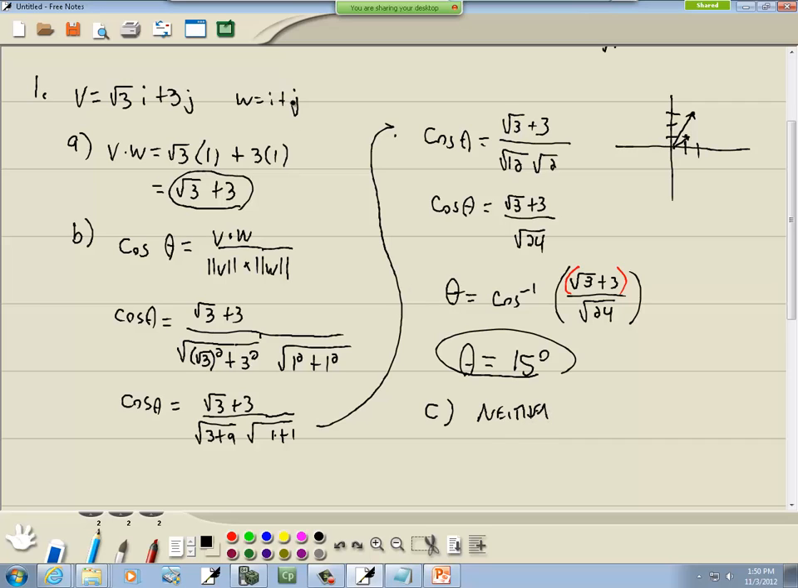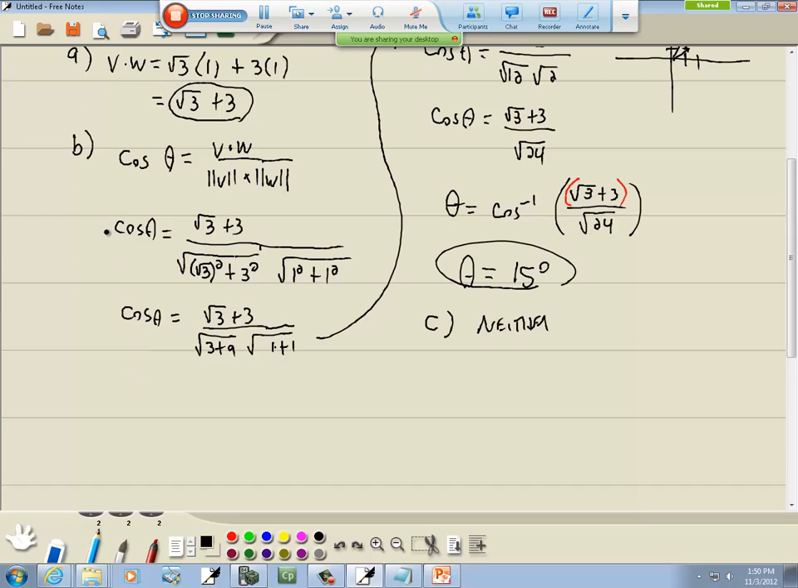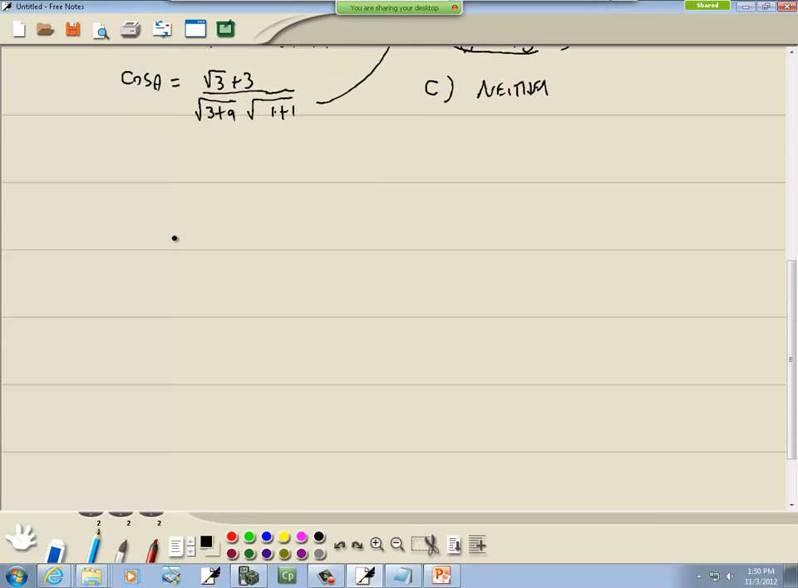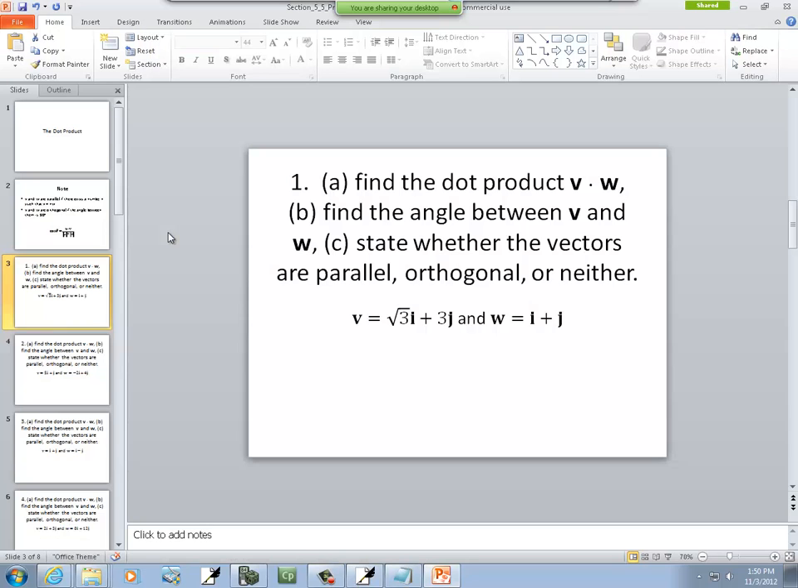So again, what you do is you look at just one of them, and you ask, what did I multiply the j by to get this new j? So I multiplied by 3. So then if you multiply the other one by 3, it should equal this if they're parallel. Let me scroll down. Let's look at our next problem.